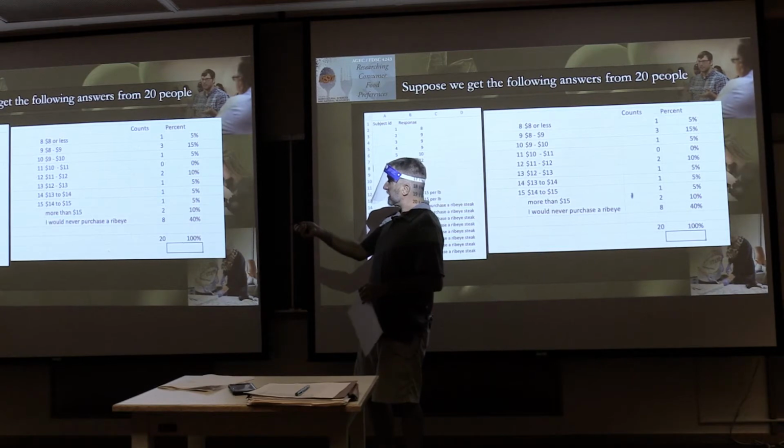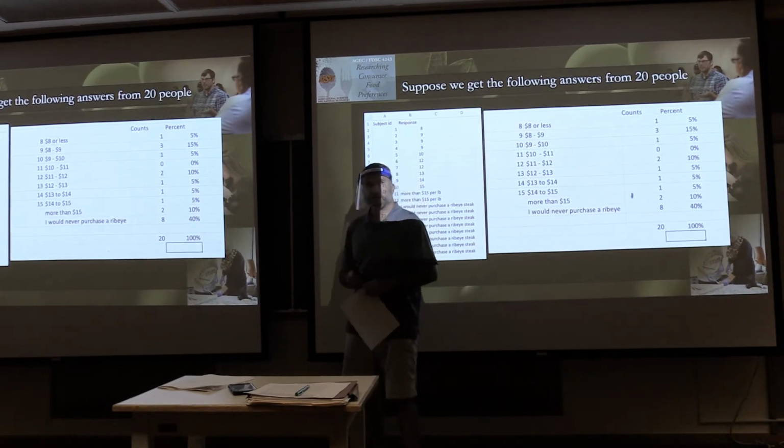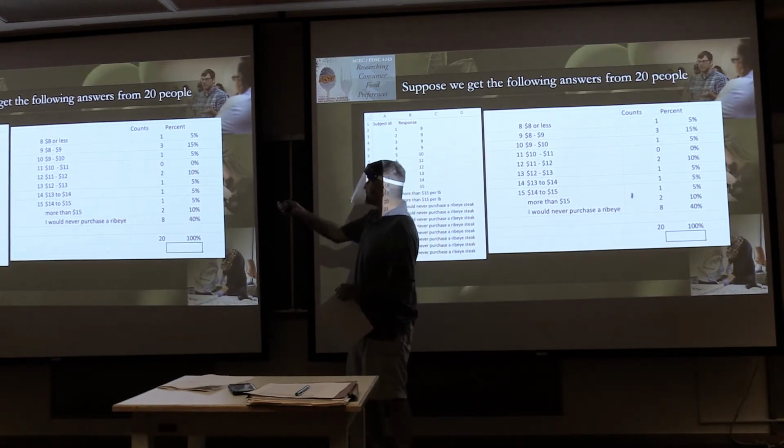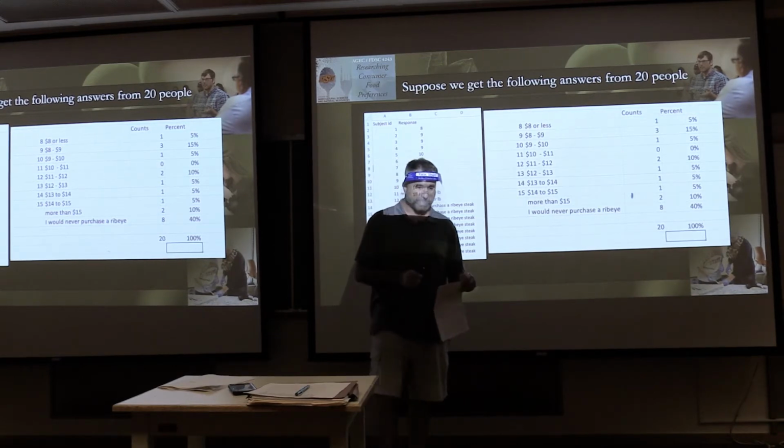3 people said $8 to $9. 3 divided by 20, 15%. 8 people would never purchase a ribeye. 8 divided by 20, 40%. And we'll know we have these percents right when we sum them up and they sum to 100.